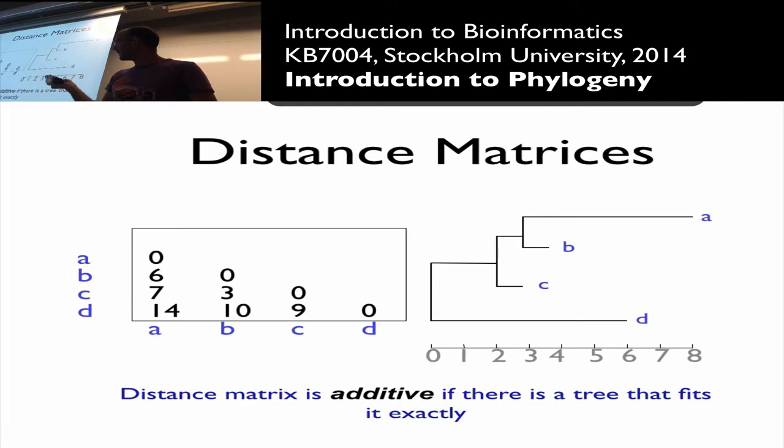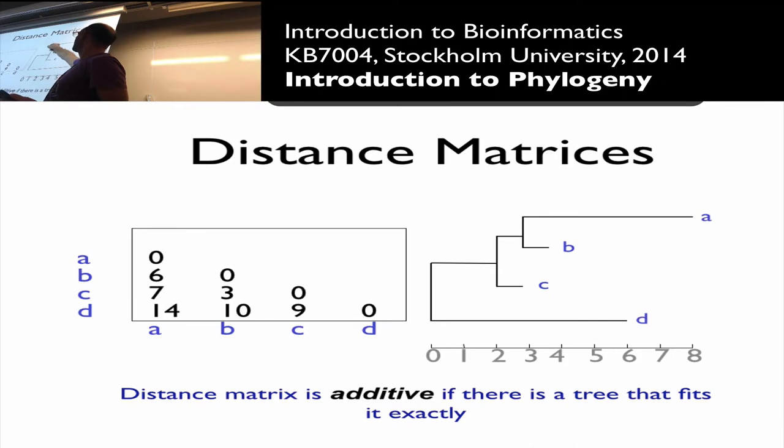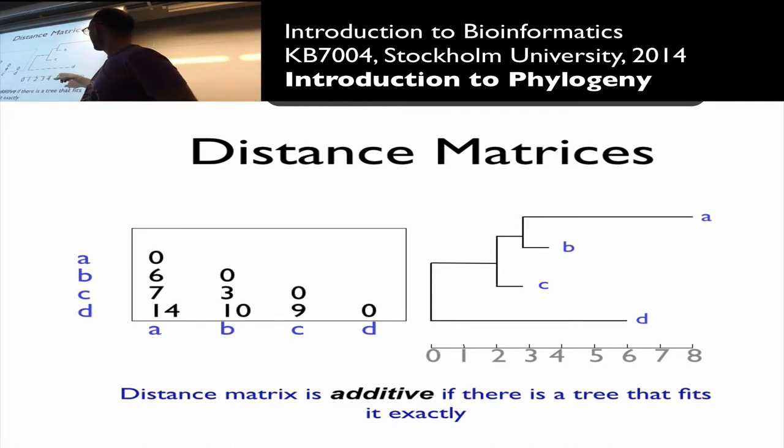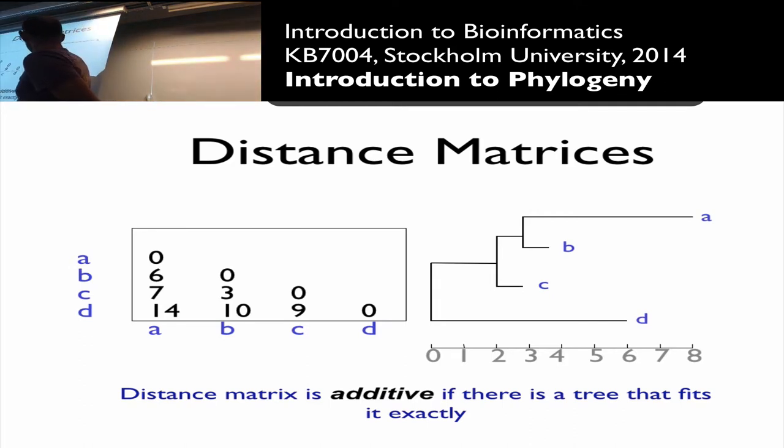And then if we can find a tree that exactly explains these distances, we call this an additive distance matrix. What I mean is that the distance between A and C here is 1, 2, 3, 4, 5, 6 steps. A and B is 6: going here is 5, and then 1 there. So the distance is really how far you travel along the horizontal axis in this case. The distance to D is 6, 7, 8, 9 to C, and it's 10 to B, and 14 to A, in this case.